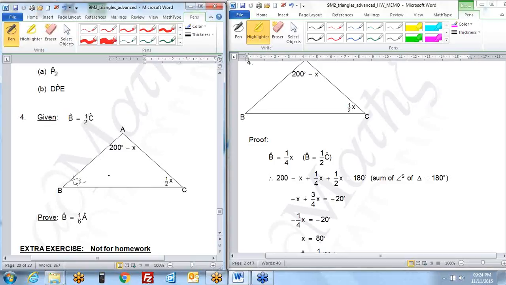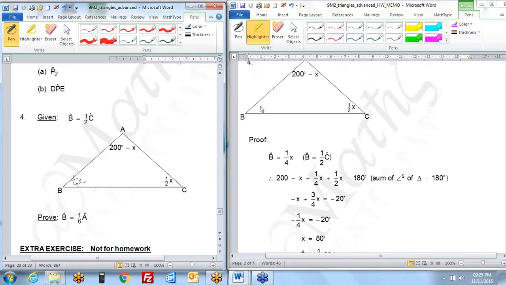A quarter x plus a half x plus 200 degrees minus x equals 180 because the sum of the angles of a triangle equals 180. Then you get minus x plus 3/4 x equals minus 20 degrees. That gives you 3/4 x minus x gives you minus 1/4 x equals minus 20 degrees. And then x equals 80 degrees.